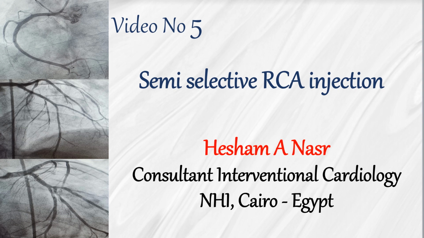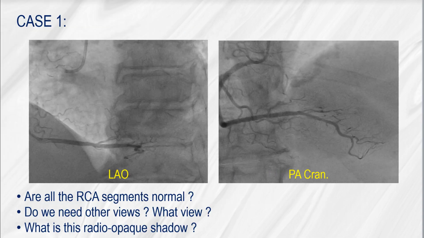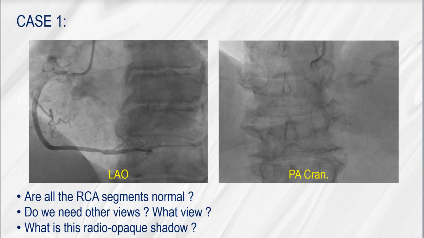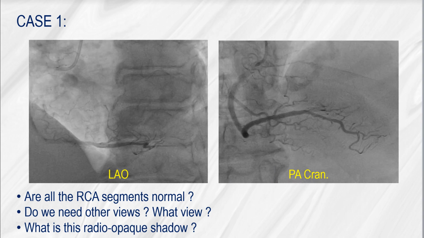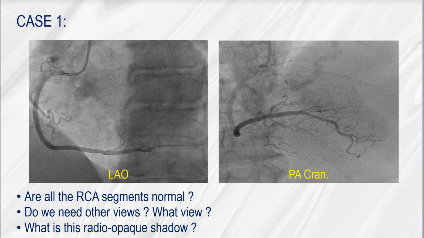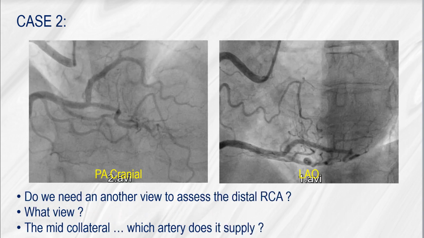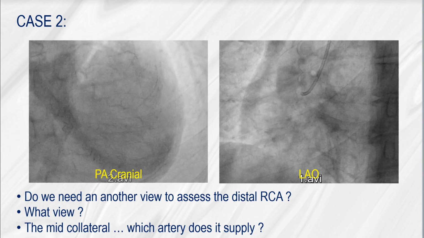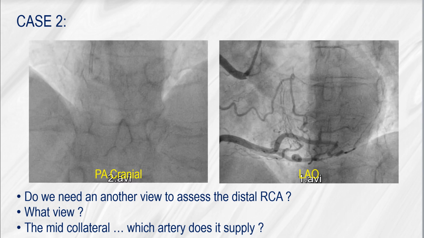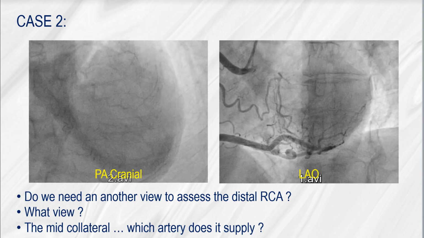Welcome back. This is video number 5, semi or non-selective RCA injection. In case number 1, are all the RCA segments normal? Do we need other views and what view? And what is this radio-opaque shadow? While in case number 2, do we need another view to assess the distal RCA and what view? The mid-collateral, which artery does it supply?